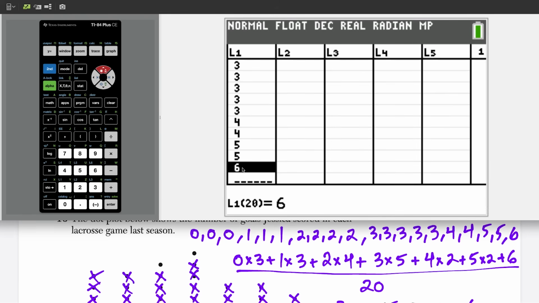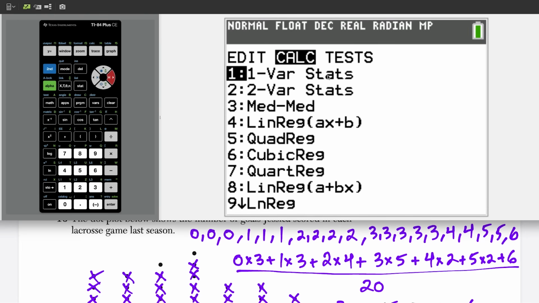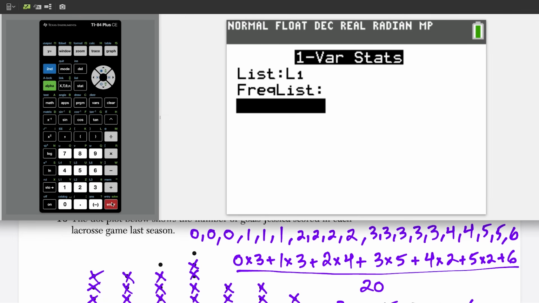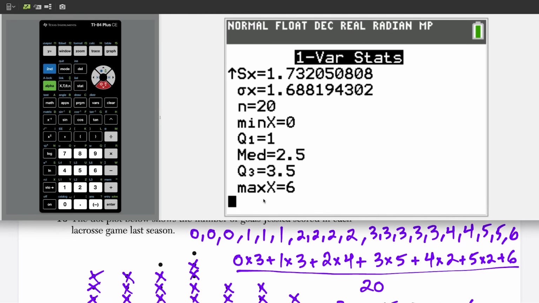And remember, we said there were 20 values here. And notice that my table stops here at 20. So now I go to Stats, Calculate, and these are 1 variable stats that I'm calculating. And I go all the way down to Calculate, and this gives me all the values that I need. I go to the end, and this is once again telling me what I need to know.